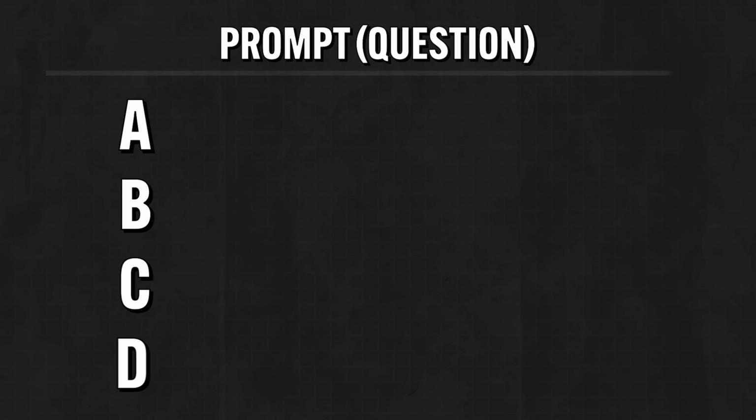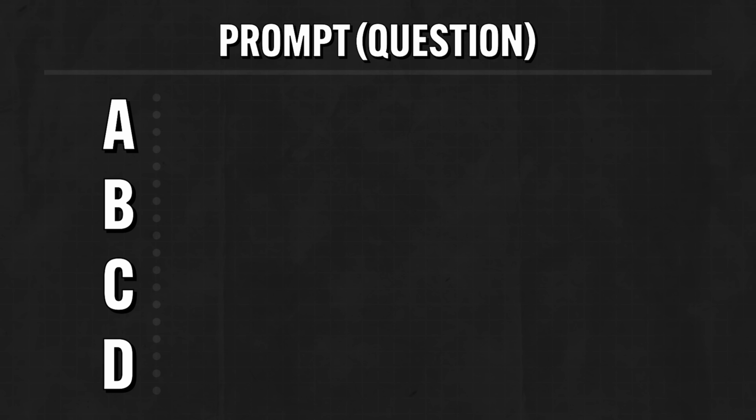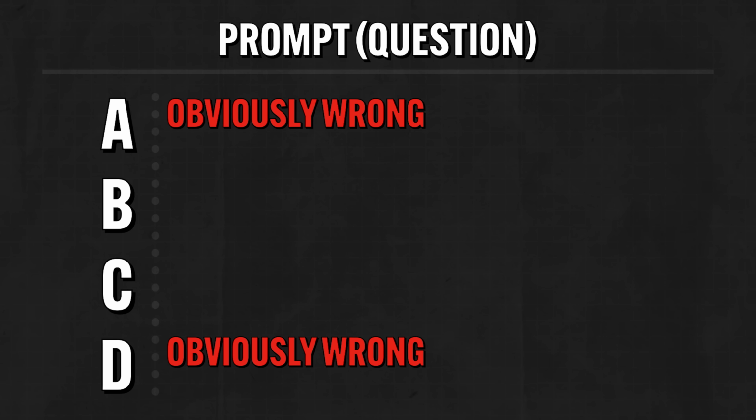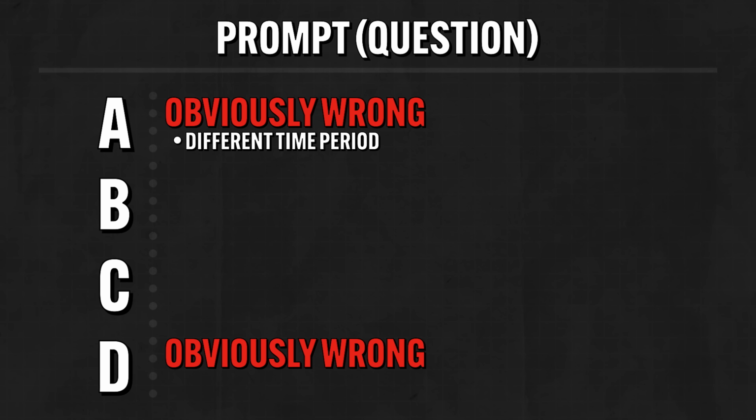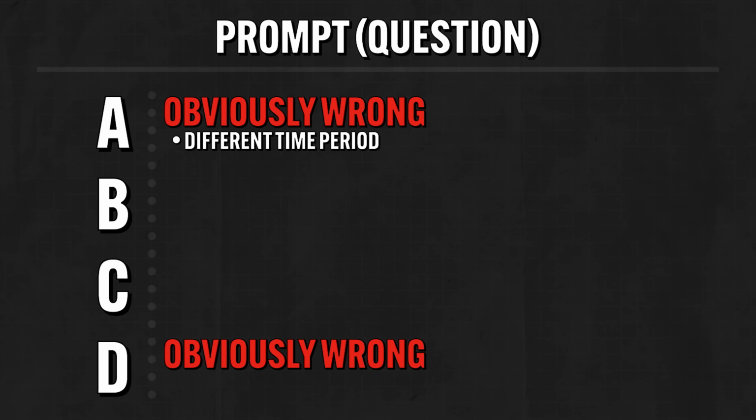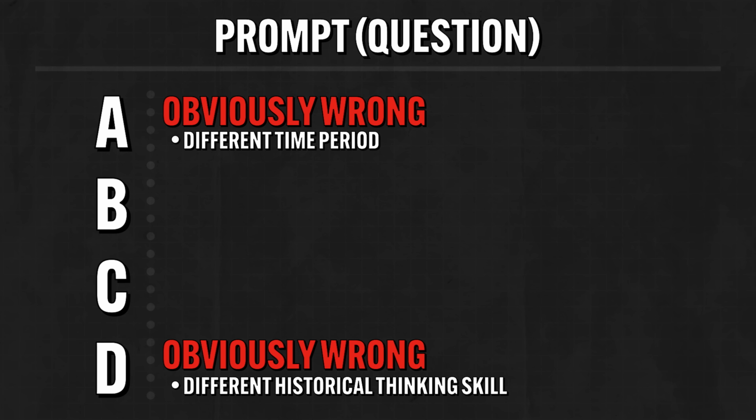Okay, third, now that you've read and interpreted the stimulus, it's time to answer the question. You'll have 4 possible answers to choose from, and those answers will be one of 3 species. You're going to have 2 obviously wrong answers, and the reason that they're wrong is because they're in a different time period than the question is asking about, which is most common, or they're giving you a different historical thinking skill than the question asked about, which is less common. What I mean is, if the question asks you about how events in the stimulus caused a change in something, then obviously the wrong answer could indicate a continuity, which is to say, not a change.